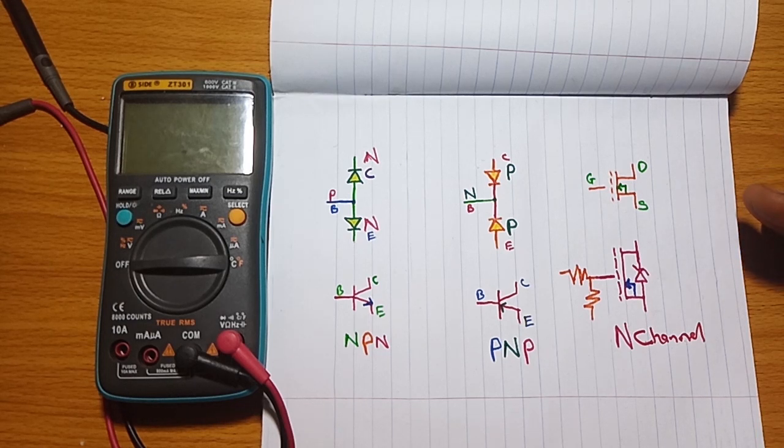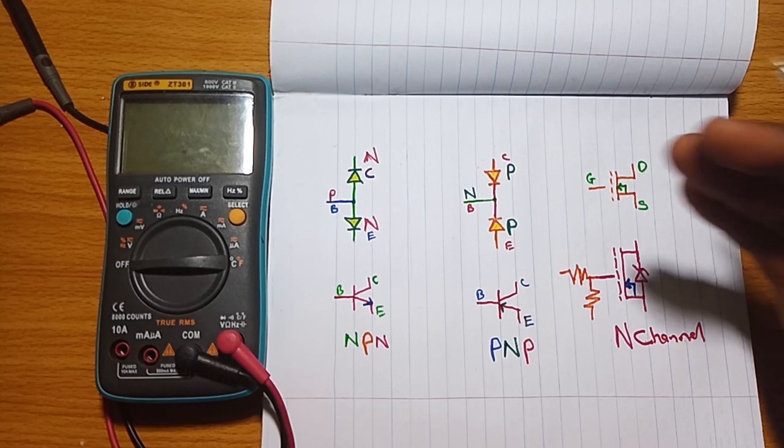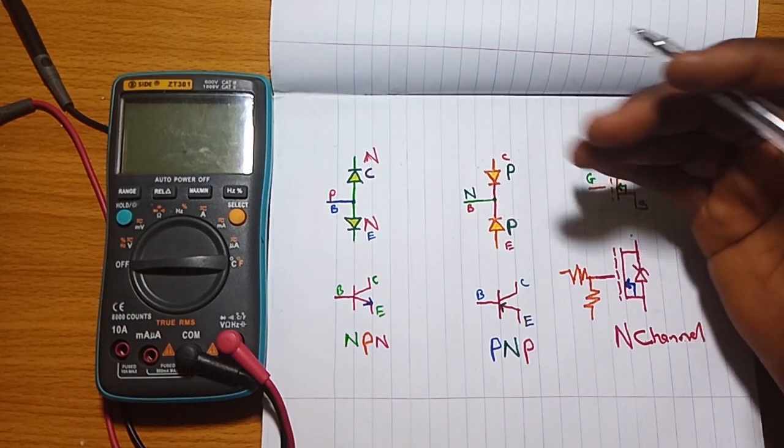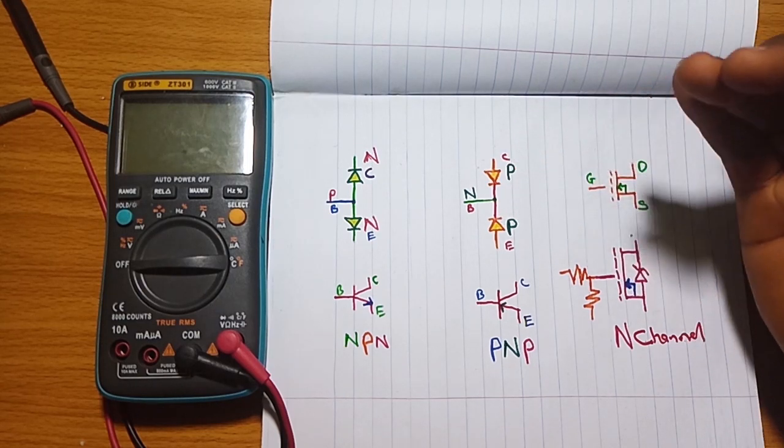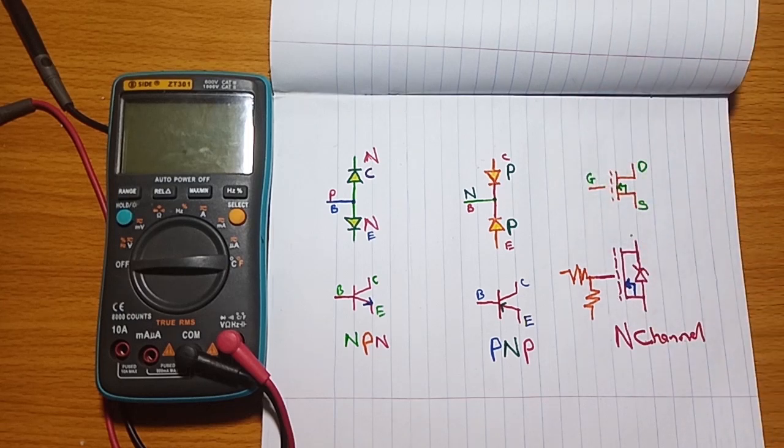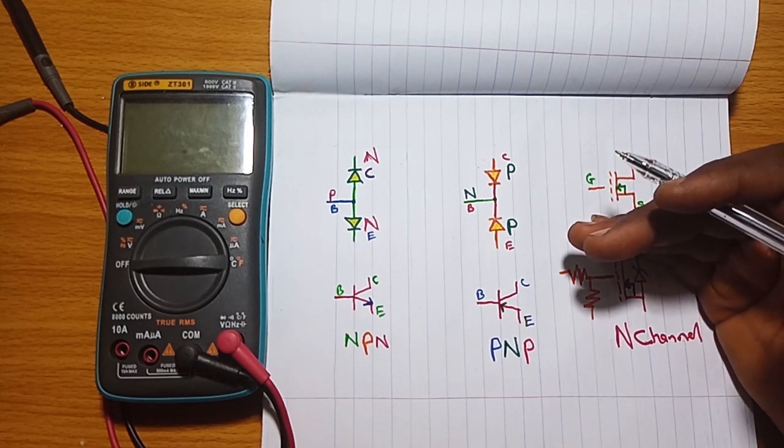In today's video we are talking about transistor and MOSFET. These two things are under the FET family, which is transistor and MOSFET. So we have three basic things that we are going to discuss in this video.